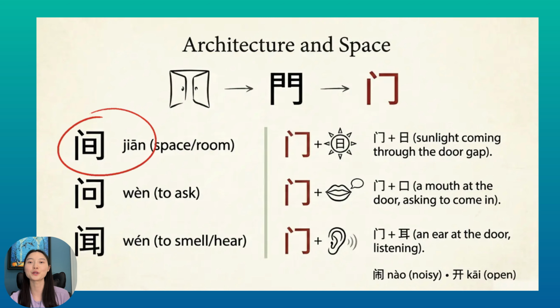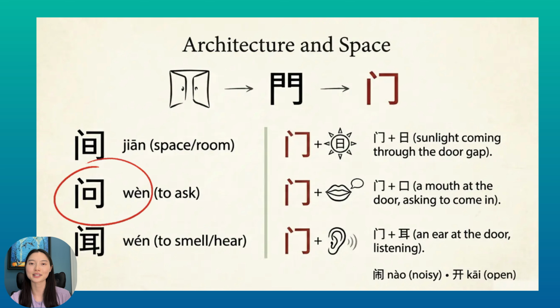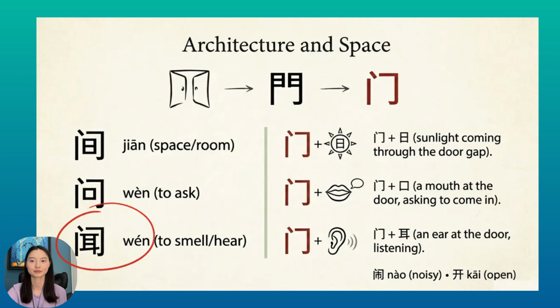间, a room, a space. 门 plus 日, sunlight coming through the gap in the door. 问, to ask. A mouth at the door, to ask to come in. 闻, to hear, to smell. An ear at the door, listening.